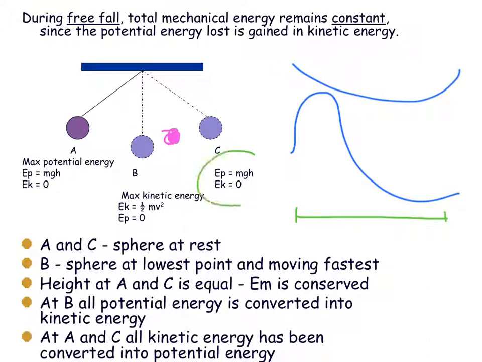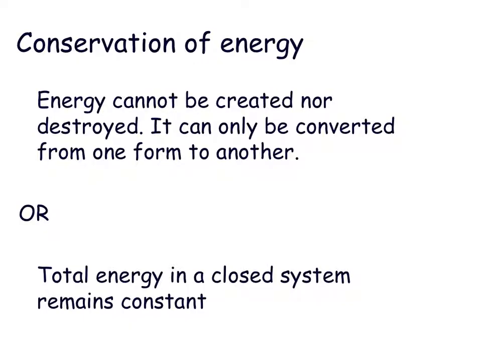What's interesting to note is that potential plus kinetic is always a constant. So energy cannot be created nor destroyed. It can only be converted from one form to another. Restated, the total energy in a closed system remains constant, and that is the conservation of energy. These are statements of the conservation of energy.